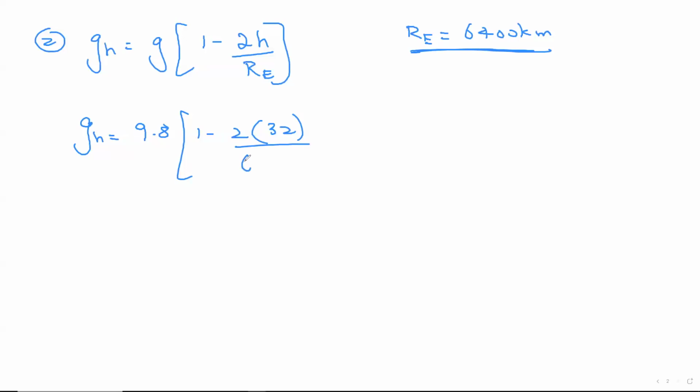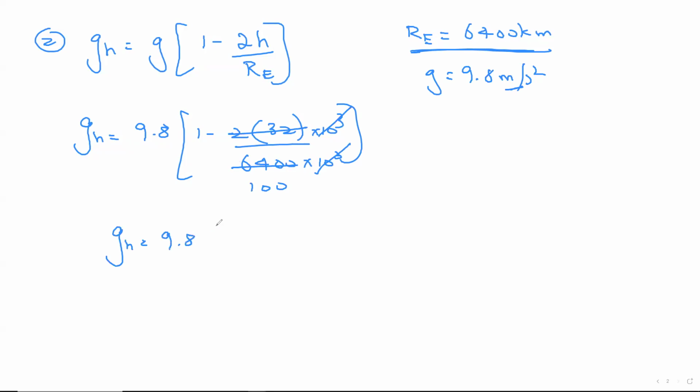2 times 32 gives you 64. 64 into 10 power 3, I'll write here and here. It is important for me to show this because the value of g is given to me as 9.8 meters per second square. Meters and kilometers, the conversion has to be shown or else you guys will lose marks. 10 power 3, 10 power 3 gets cancelled. 2 into 32 is 64, over 6400, which is 1 by 100. So g_h will be equal to, keep the 9.8 as it is, take the LCM as 100, 100 minus 1 is 99. This is the calculation. Please use a calculator at this point: 99 divided by 100 into 9.8. So if you see, the answer is 9.702 meters per second square.